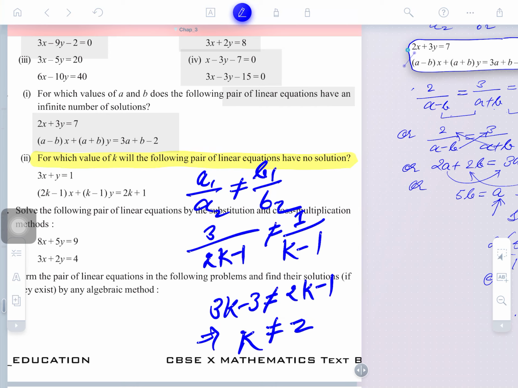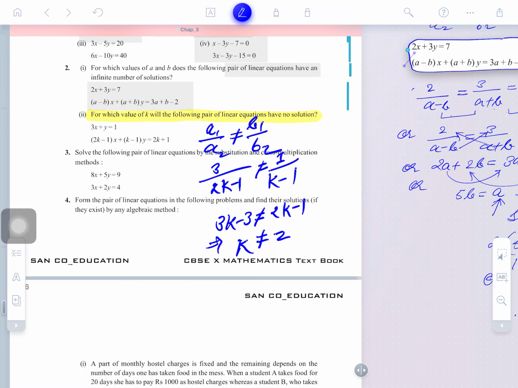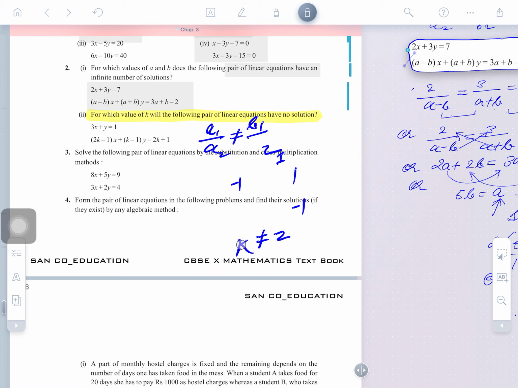So the questioner is asking here for what value of k. So you are writing k not equal to 2. What does this mean? Excepting 2, for other values it can have the unique solution. Is that clear? This is the meaning of that. Well understood, you guys? So here you will write this.